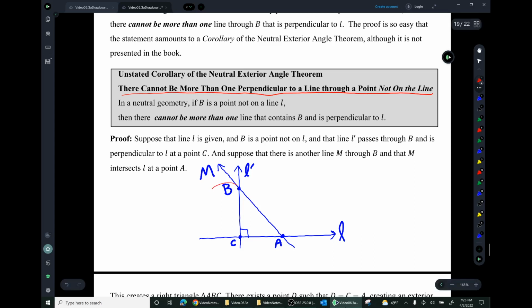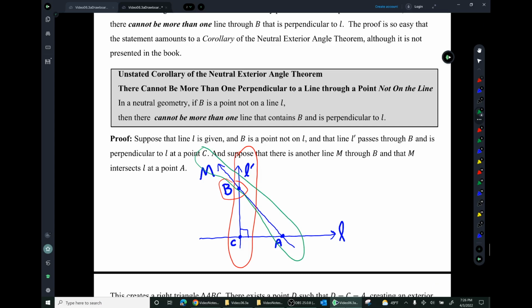So if you have a point B that's not on some line L, then there cannot be more than one line that contains B and that's perpendicular to line L. The proof is simple. Suppose that you have point B, and you have one line that you know is perpendicular, and you've got some other line, M, that passes through B as well and intersects line L. You don't know whether that's perpendicular or not. Well, in fact, we can prove that it cannot be perpendicular. Here's how it goes.